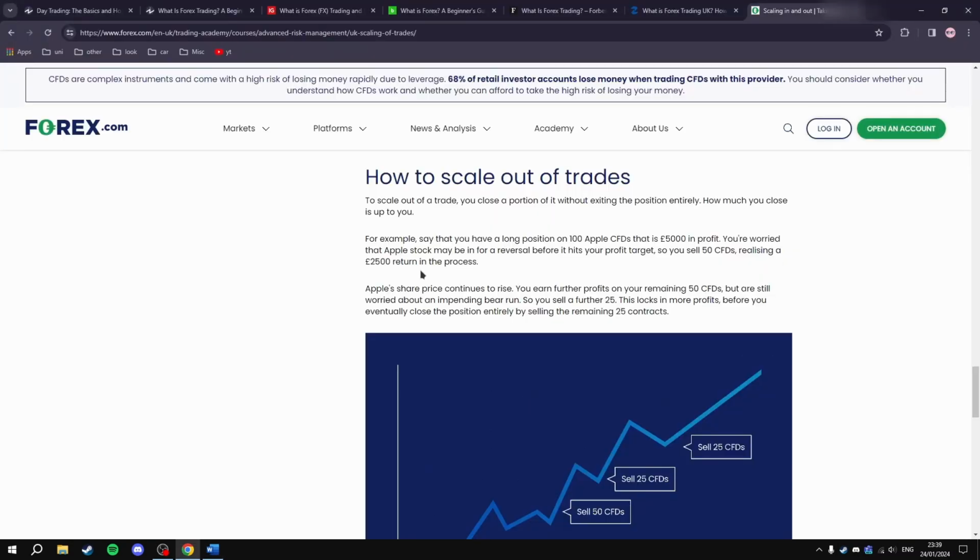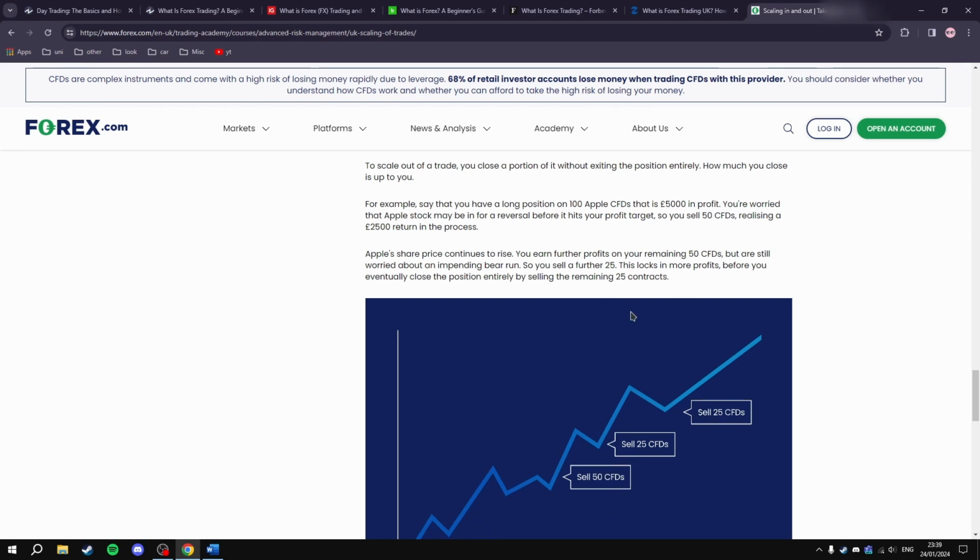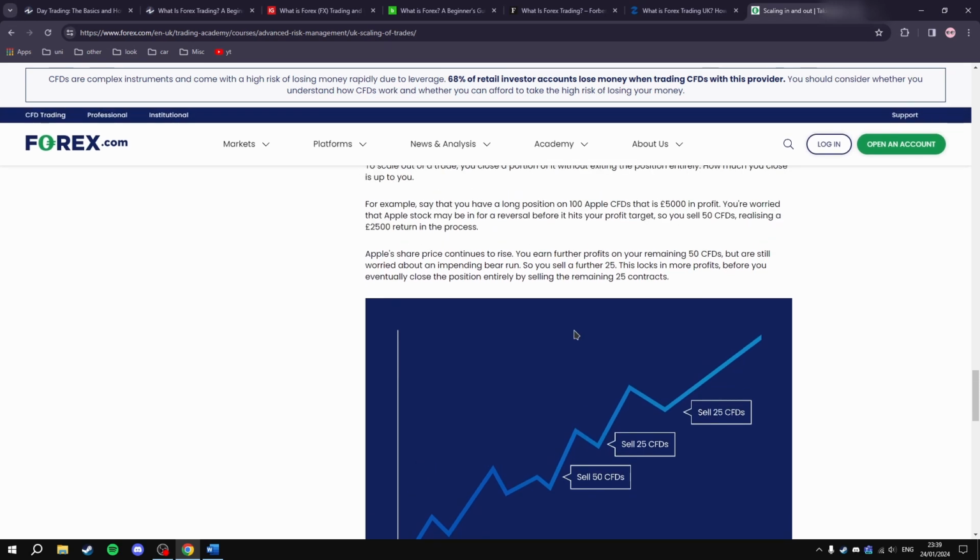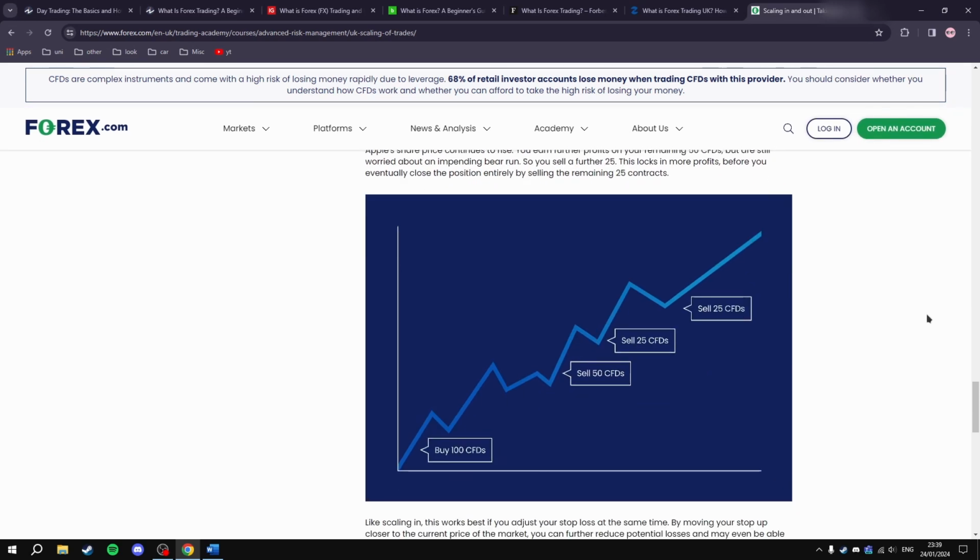For example, say that you have a long position on 100 Apple CFDs, that is 5,000 in profit. You're worried that Apple stock may be in for a reversal before it hits your profit target, so you sell 50 CFDs, realizing a 2,500 return in the process. Apple's share price continues to rise. You earn further profits from the remaining 50 CFDs, while still worried about an impending bear run, so you sell a further 25. This locks in more profits before you eventually close the position entirely by selling the remaining 25 contracts. So you do it bit by bit to get profits bit by bit instead of having it all in one go.